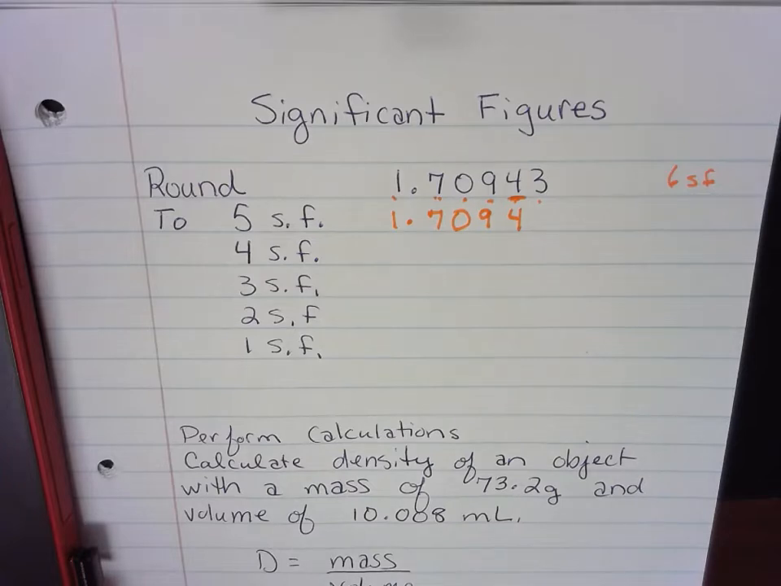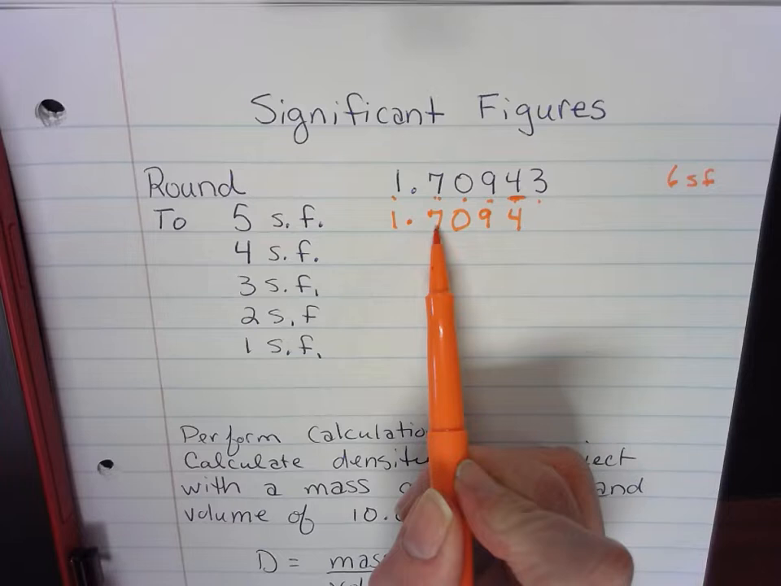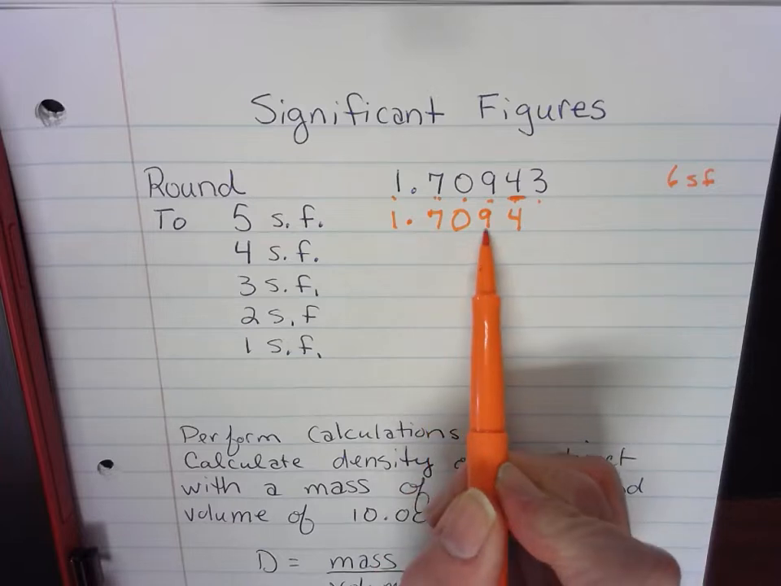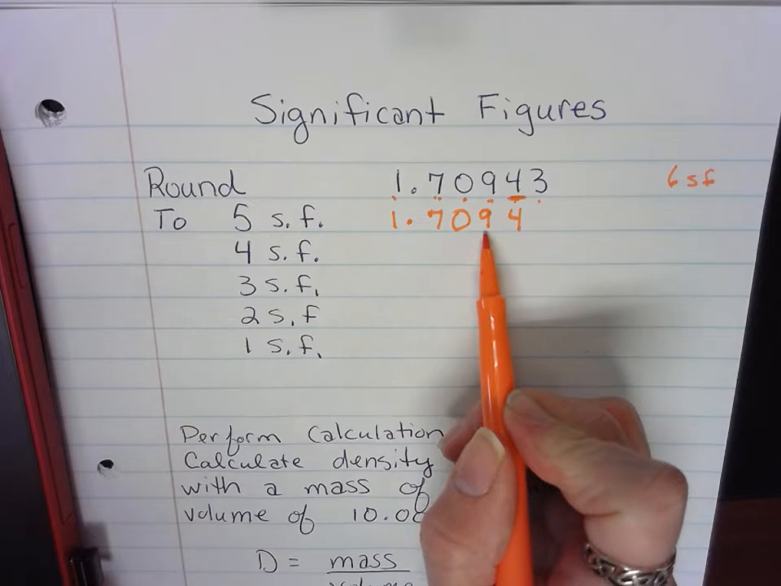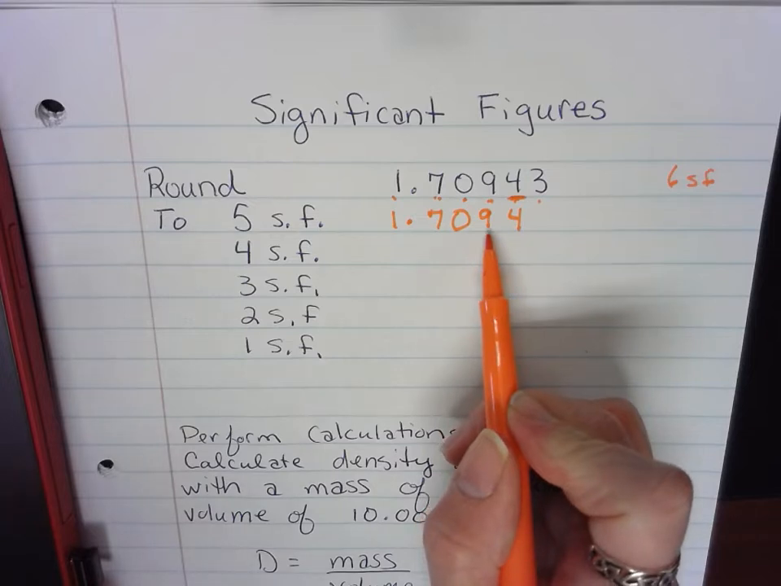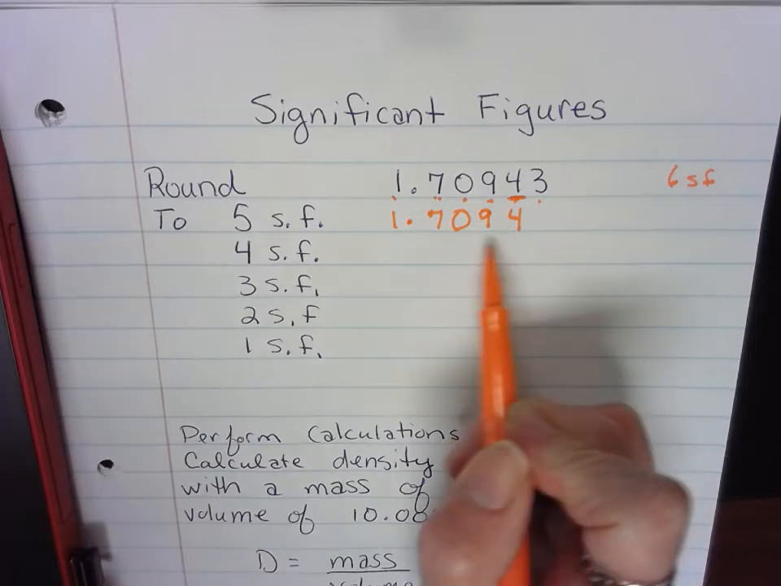1, 2, 3, 4. The number that is after your 4th digit, which is a 9, the number that is after that 9 is a 4. So we do not have to round it up. We're going to just keep it at 9. 1.709.